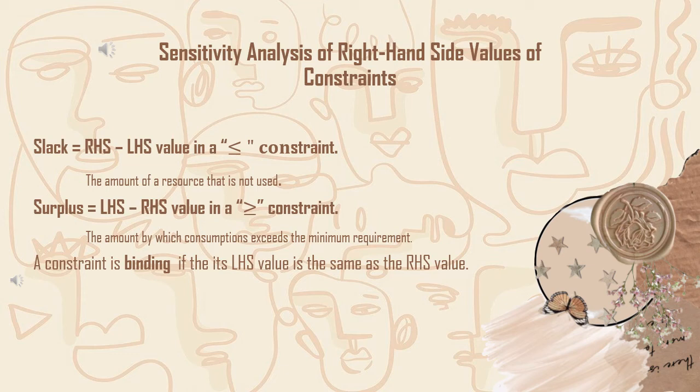The first term is slack. Slack is the difference between the right-hand side value and the left-hand side value. It is the amount of resource that is not used. The second term is surplus. Surplus is the difference between the left-hand side value and the right-hand side value of a constraint. It is the amount by which consumption exceeds the minimum requirement. So a constraint would have either slack or surplus depending on its side, and it is called binding when the left-hand side equals the right-hand side.